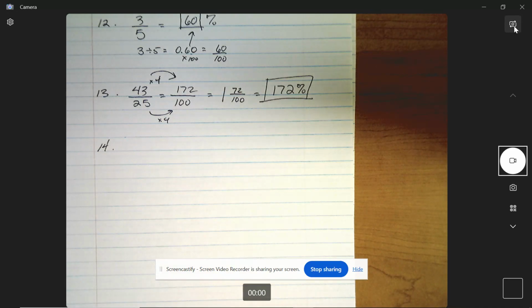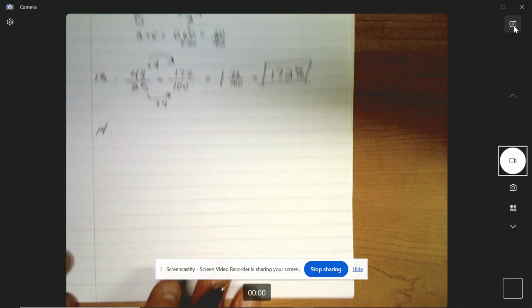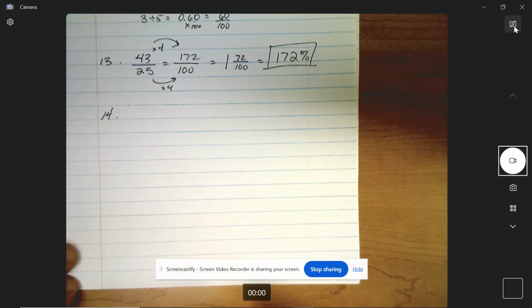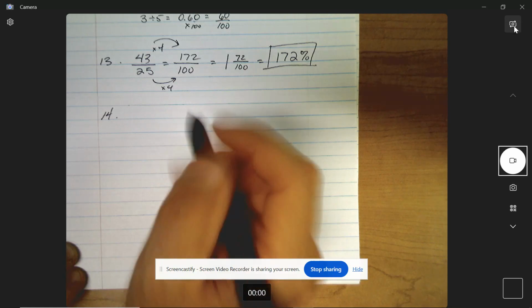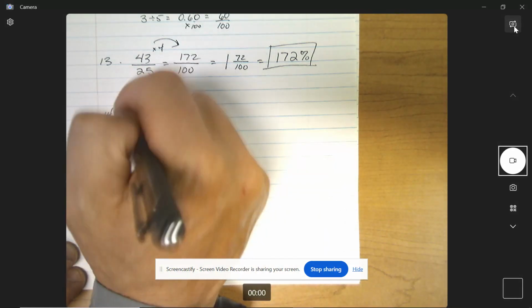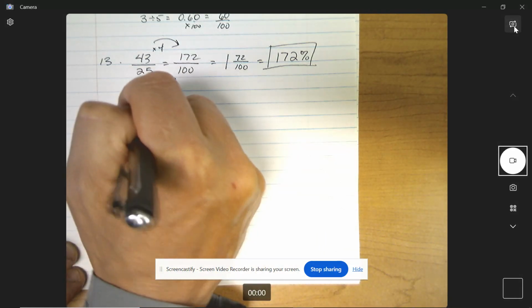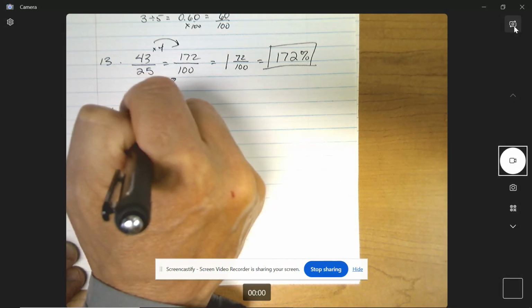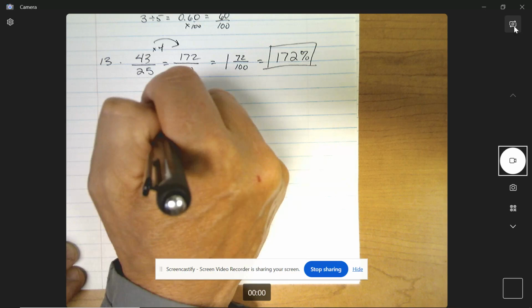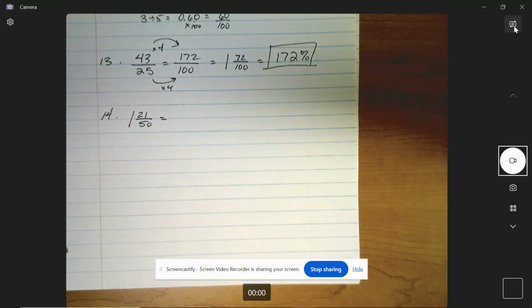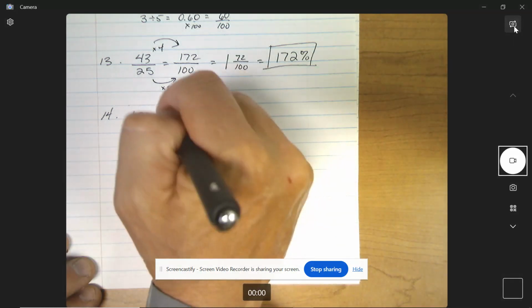Man, these are so easy. I don't even think we need to practice these, Miss Tracy. We do. I'll bet the other classes are like, this is so easy. Okay, 1 and 21/50ths. They want you to write this as a percent.